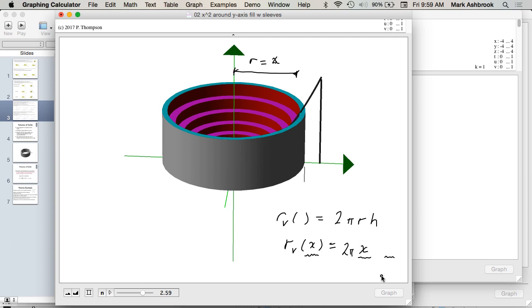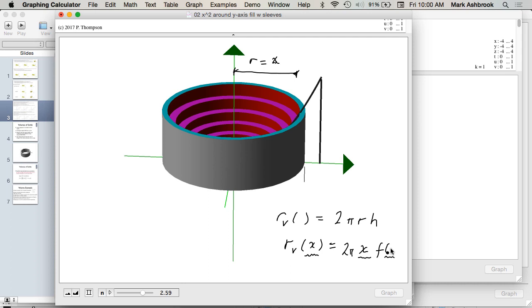It's just the x coordinate. Will it always be the x coordinate? No, this thing could be turned on its head. This thing could be out away from the origin, so it could be something different. But in this case, our radius is just the x coordinate. What is the height of the shell? Simply the y coordinate, because it's from the x-axis up to the height. So that's simply the y coordinate. And what do we have for the y coordinate here? f of x, right?